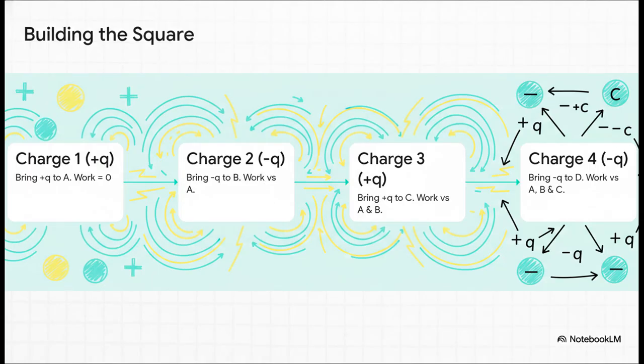Let's build it piece by piece. Putting that first charge at corner A, freebie, costs us nothing. Now we bring the negative q to corner B. It feels the pull from A, so there's some work involved there. Then comes the positive Q to C. Now it has to deal with the potential from both A and B. And you can see where this is going. That last charge at D has to contend with all 3 others.